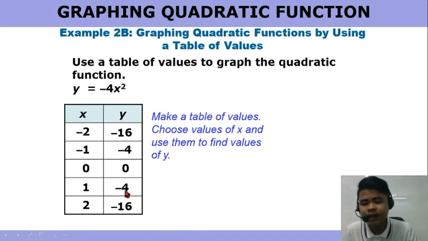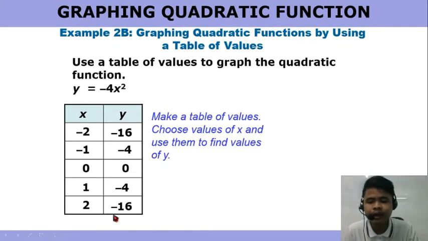The next, bakit negative 4 din ang katapat dito sa 1? It is because 1 was substituted to x. So, naging negative 4 times 1 squared siya. 1 squared is equal to 1. Then, negative 4 times 1 is equal to negative 4.